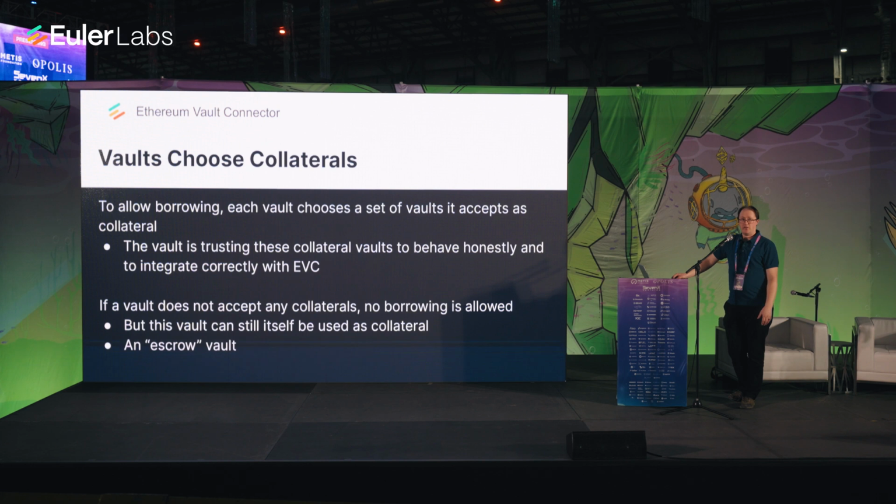And also, some of the integrations are easier if you just use collateral-only vaults, right? A collateral-only vault is one that does not support borrowing, but still can be posted as collateral, right? Our terminology for that is a quote-unquote escrow vault.